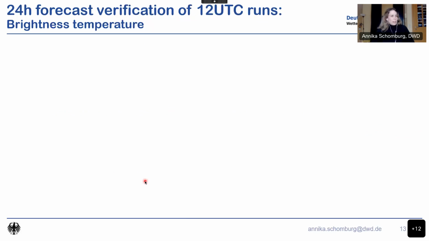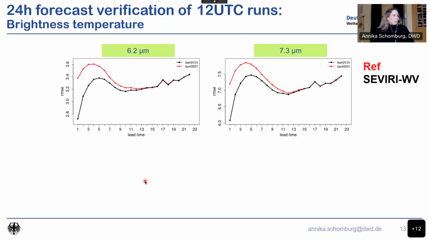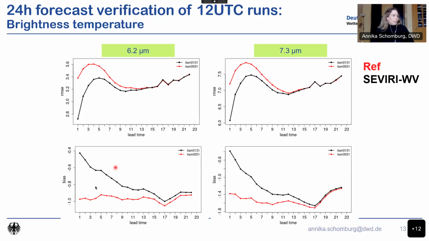Now I come to results of the forecast runs. So this is the brightness temperature verification, so against the radiances themselves, for 24 hours. And we see that the SEVIRI water vapor experiment reduces the RMSE up to about 15 hours for both channels. And for the bias, we see this cold bias in the reference experiment in red, and this is decreased in the SEVIRI water vapor experiment. So this looks really nice.